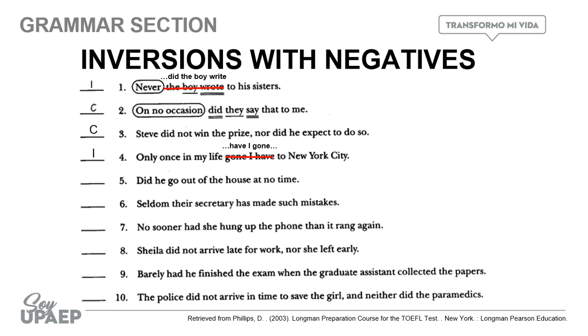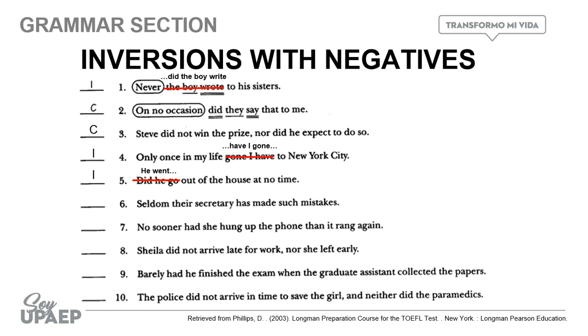Number 5, did he go out of the house at no time? This sentence is incorrect. Why? Because it is not a question. It is a statement. So you are not starting with a negative word, so you don't need an inversion. You just need the subject and the verb.